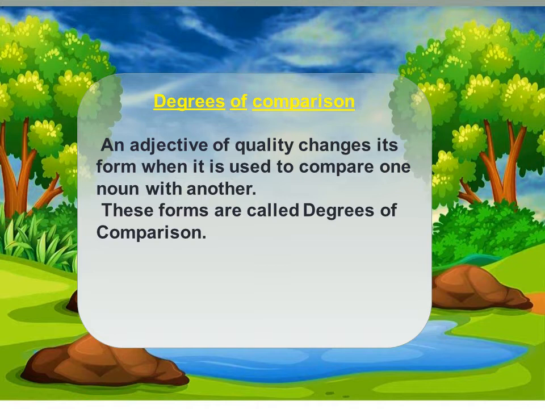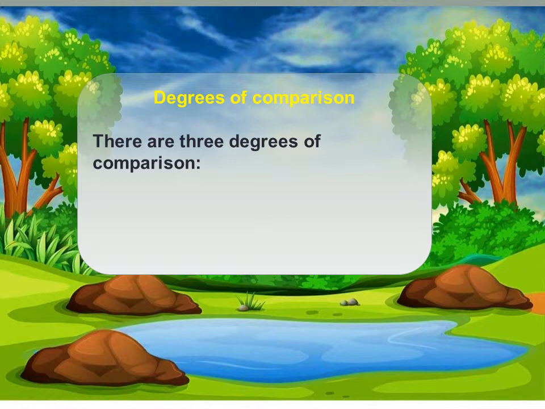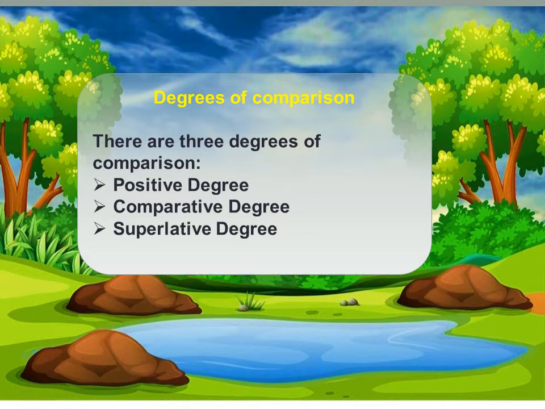Degrees of comparison. An adjective of quality changes its form when it is used to compare one noun with another noun. These forms are called degrees of comparison. There are three degrees of comparison: positive degree, comparative degree, and the third, superlative degree.